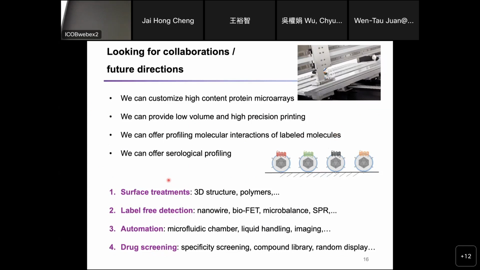And what I'm looking for in collaboration is some chemists for surface treatment, some variety of 3D surface treatment or polymers. I'm looking for label-free detection like nanowire, bio-FET, or SPR technology, because sometimes labeling will damage the small molecule characteristics. And I'm looking for automation and drug screening.